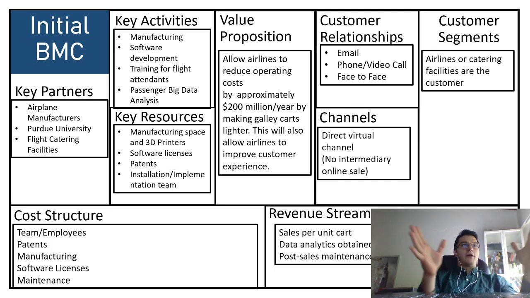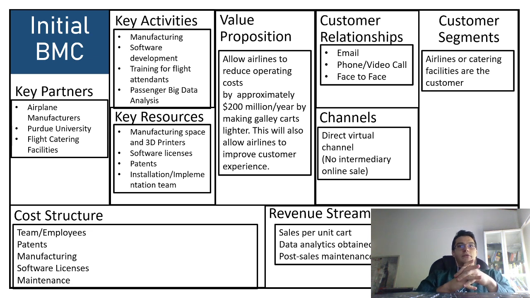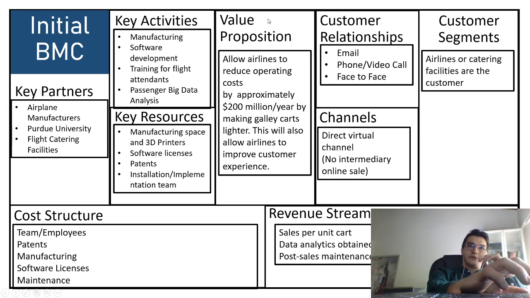So here we go. That's our initial business model canvas, right? So I gave a brief introduction to the idea. So now we're going to look at this, right? Our value proposition was that we would allow airlines to reduce operating costs by $200 million a year by making galley carts lighter, and this will also allow airlines to improve the customer experience, right? So this value proposition is not great and clear, but at that time we thought it was good. We just didn't know, right?